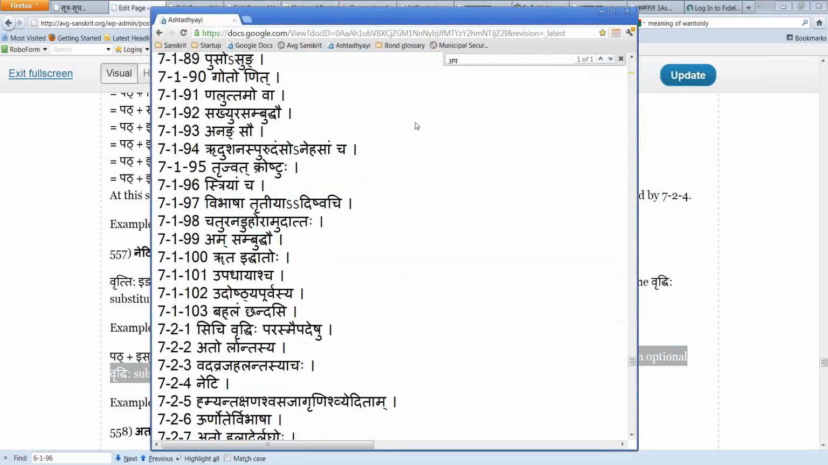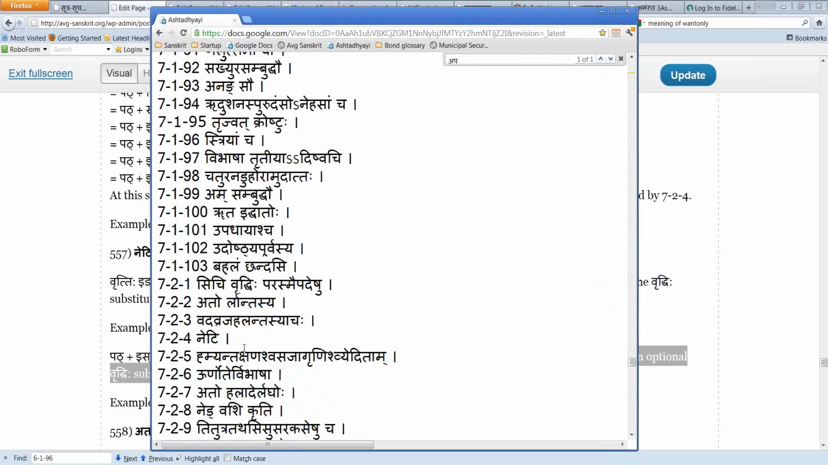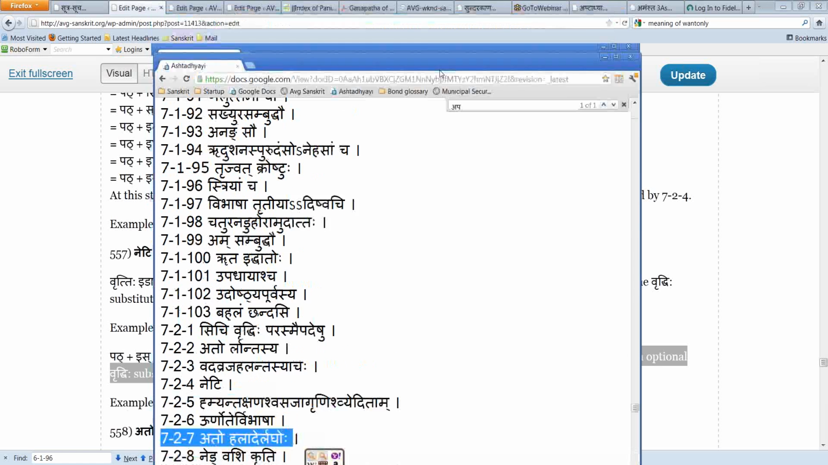So far we have seen three rules over here. That if you have an igantam angam followed by sich, then we get the vriddhyadesha. Or if you have an angam which is consisting of vada, vraja, or halantam angam, then we get the vriddhyadesha in place of the ach, any vowel of that angam. But now we just saw if that sich has an idagamaha, then no vriddhyadesha. And now finally comes 7-2-7.